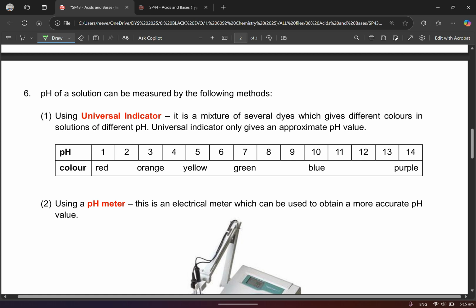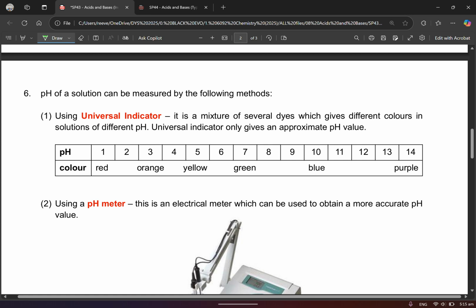Because litmus paper can only tell you whether it's less than 7 or more than 7. But it cannot tell you if it is much less than 7, like 1, or slightly less than 7, like 6. So the litmus cannot tell you this. But universal indicator, based on the difference in colors, can roughly tell you a range.